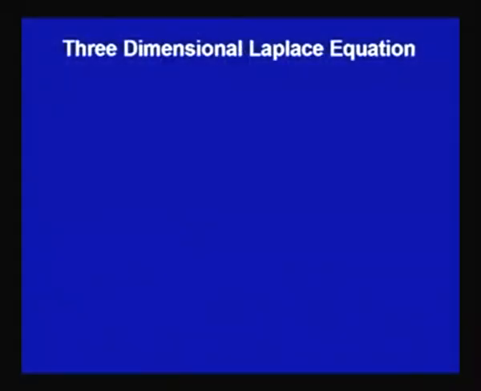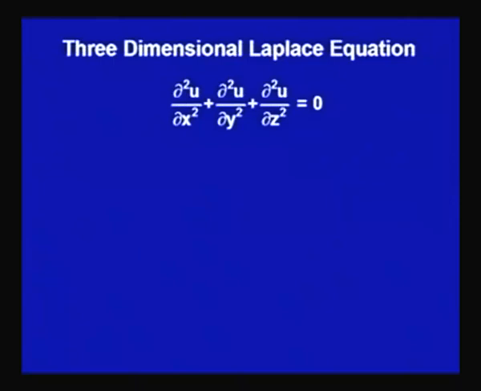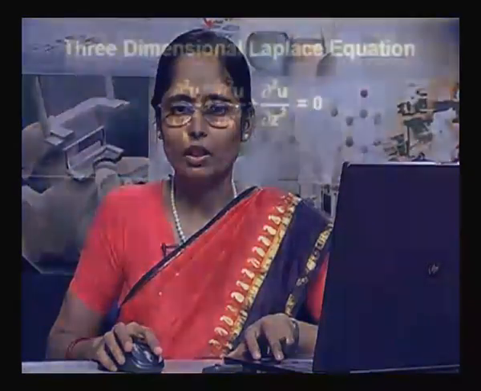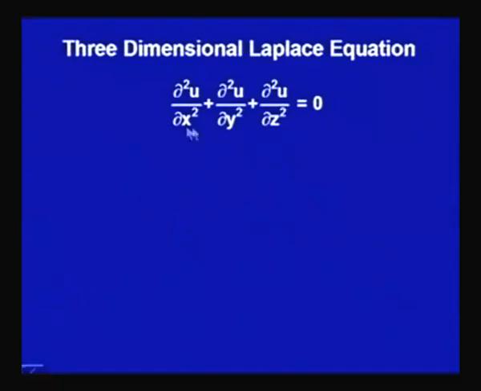You have seen in an example the second order linear equation: del 2 u over del x 2 plus del 2 u over del y 2 plus del 2 u over del z 2 is equal to 0. This is the three-dimensional Laplace equation. It is called three-dimensional since we have three coordinates x, y and z, and u is a function of x, y and z only. It is independent of t.